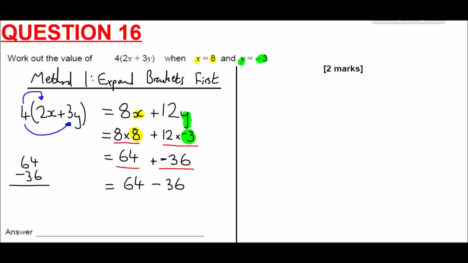4 take away 6 we can't do, so we can borrow one from the 6, which makes it 5. The one we've borrowed, we move along. So that 4 is now 14. 14 take away 6 is 8, and 5 take away 3 is 2. So the answer is 28. Another way we could have done this question was by not expanding the brackets first.